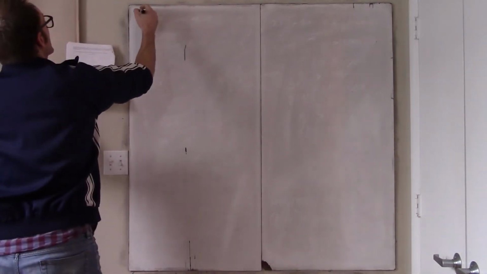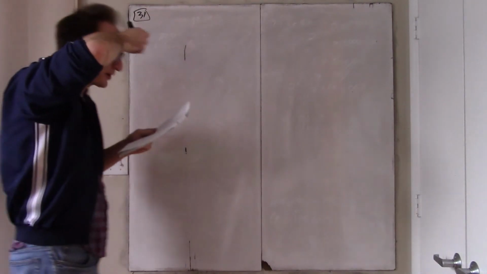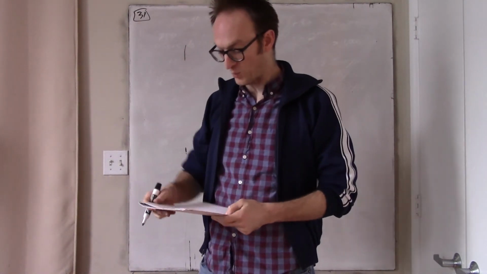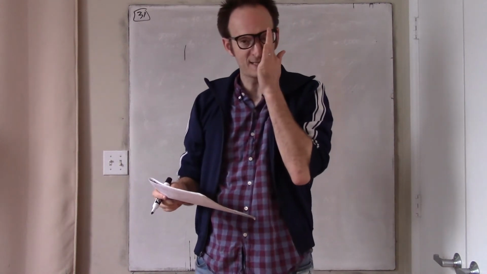31. The sum of an infinite number of terms of a geometric sequence is 15, and the sum of their squares is 45. Find the first 5 terms of this sequence. Okay, I've been assigning this problem for 10 years.